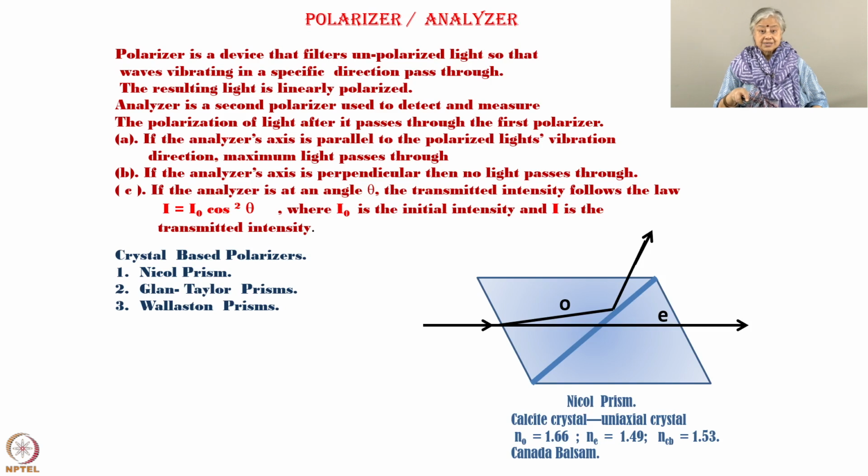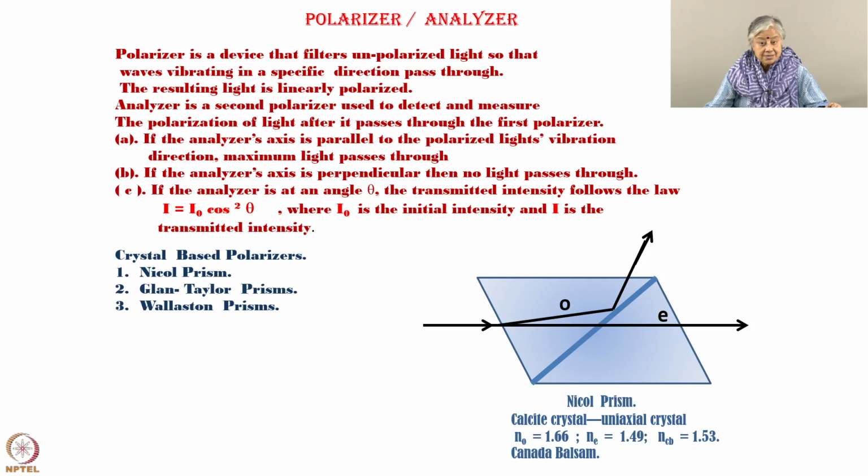Okay, polarizer and analyzer. So, with what do I analyze this light? How can I make some kind of measurements? Okay, this is happening, but then I should be sure that it is happening. I should be able to make some kind of measurements. So, I make those measurements with a polarizer and analyzer. So, the polarizer is a device that filters unpolarized light so that wave vibration in a specific direction passes through. The resulting light is linearly polarized. Okay. That is what a polarizer is.